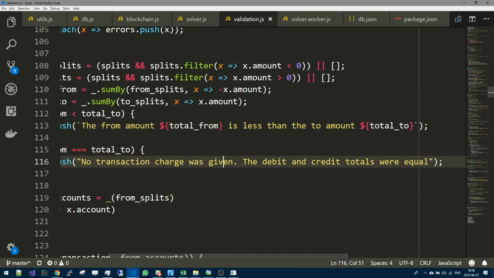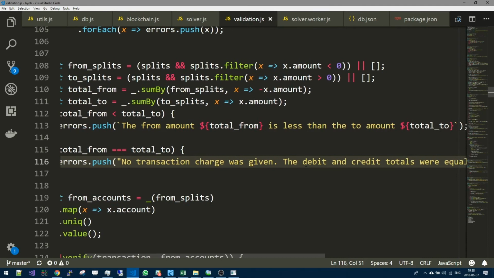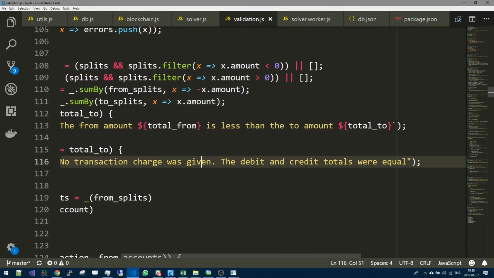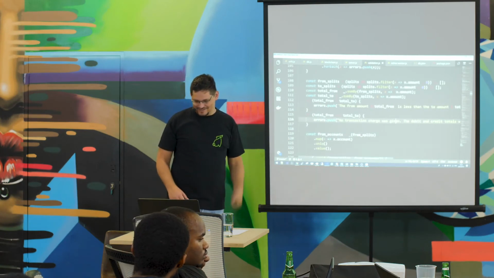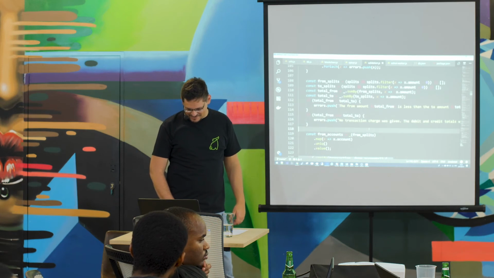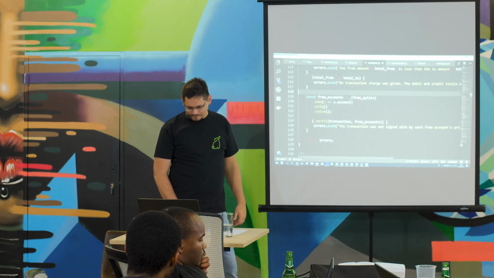You cannot have more money going into accounts than is coming out of accounts, because that's not supposed to be possible. Then it makes sure that there's a transaction charge. The debit and credit totals were equal. If they're equal, unlike in real world accounting, this throws out the transaction if there's no charge.